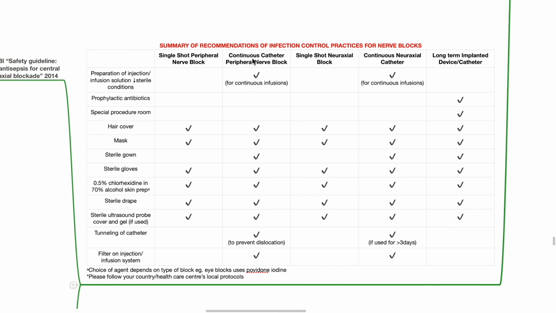For single-shot neuraxial block, hair cover, mask, sterile gloves, chlorhexidine in alcohol skin prep, sterile drape, and sterile ultrasound probe cover and gel, if used, are recommended. The recommendations for continuous neuraxial catheter is the same as those in continuous catheter peripheral nerve block. For long-term implanted device or catheter, prophylactic antibiotics, special procedure room, hair cover, mask, sterile gown, sterile gloves, chlorhexidine in alcohol skin prep, sterile drape, and sterile ultrasound probe cover and gel are recommended.